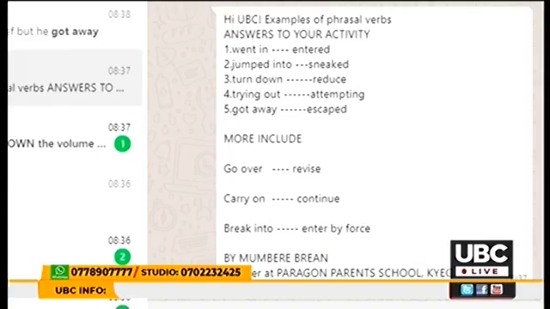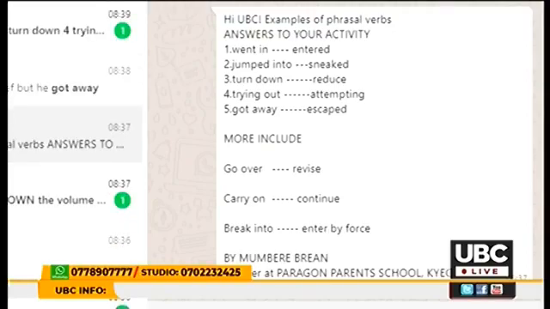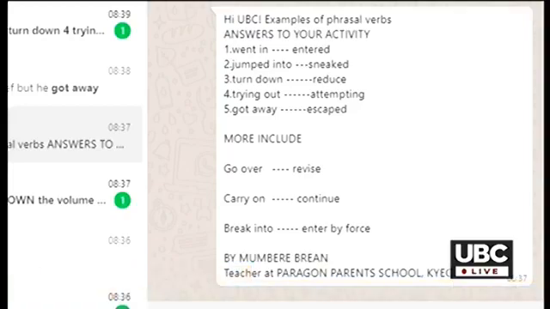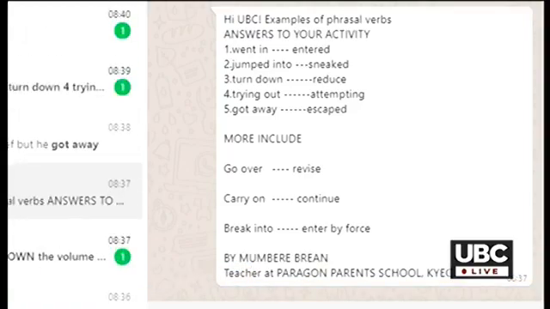Wow. Someone has come in with examples of phrasal verbs. Wow. We have went in, jumped into, turned out, trying out, got away. I'm happy that actually you have, should I call it, described the phrasal verbs. Thank you so much. You've gone further ahead. Wow, this is really wonderful.